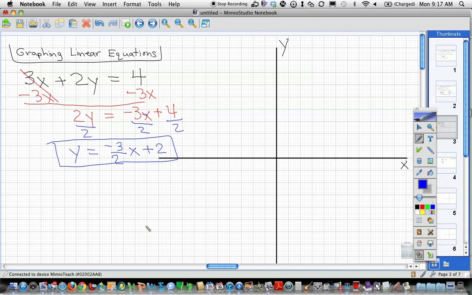Okay, and we'll do a couple more of these to keep practicing as we go. Now the question is, how do we graph that?